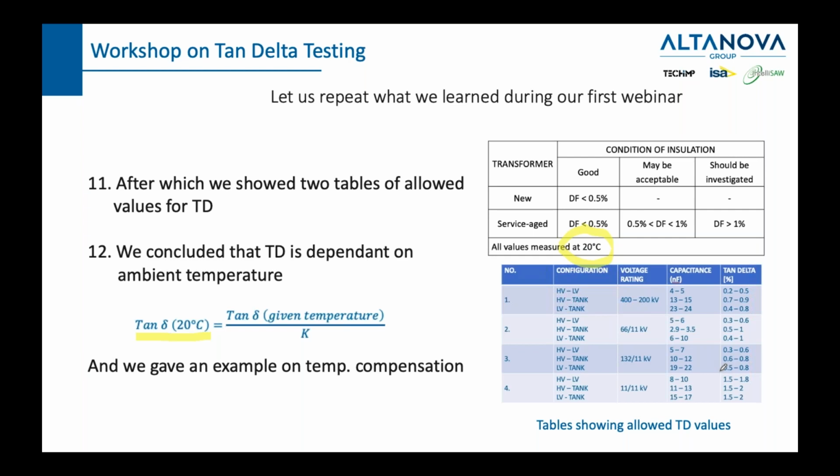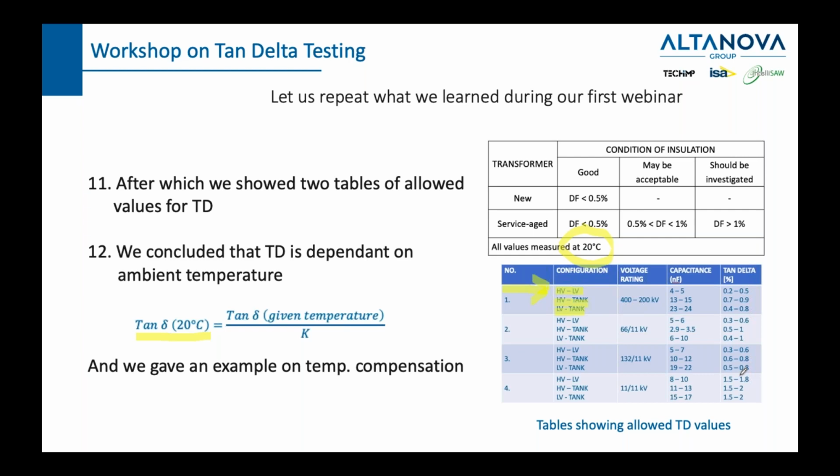And then in each transformer, let's not forget that we don't describe it with only one number, tan delta, we describe it with minimum 3 numbers. We have insulation between high voltage and low voltage, and we have insulation between high voltage winding and the tank, and low voltage winding and the tank. And usually high voltage to low voltage is the most important one. You may see that for each transformer, the request is that this particular insulation has the best properties. So you can see that here.